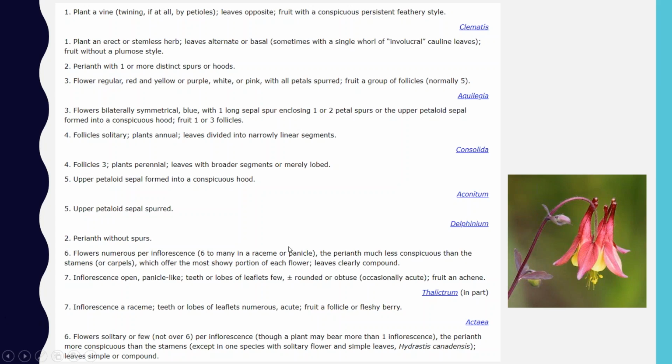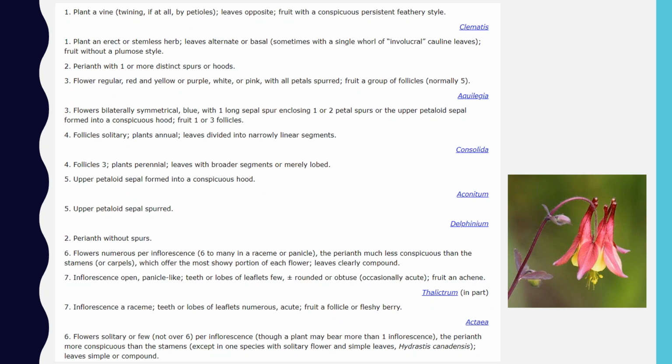So the first question, you can see 1 and 1 at the top. Is the plant a vine, leaves opposite, fruit with conspicuous, persistent, feathery style? Or is the plant an erect or stemless herb, leaves alternate or basal, fruit with a plumose style? So as you can see from the picture, the plant is not a vine. So we're going to go with the second number 1. So now we move on to number 2.